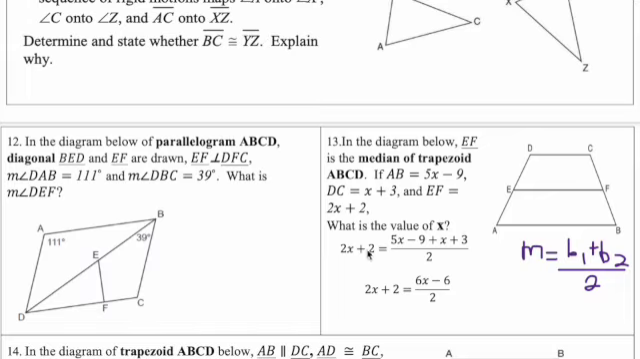Okay, so our median, our EF, is 2x plus 2. Then we have AB, which is 5x minus 9, plus DC, x plus 3, all over 2. This is the formula for the median. So all I did was plug the numbers into the formula. Then we combine like terms. 5x plus x is 6x. Negative 9 plus 3 is negative 6. And this still stays over 2.